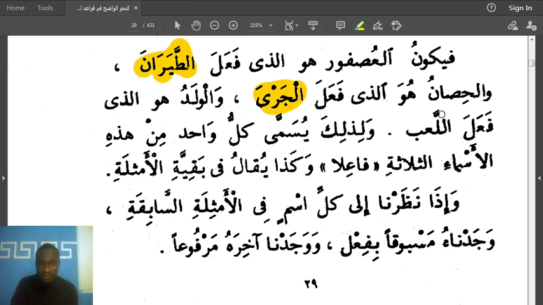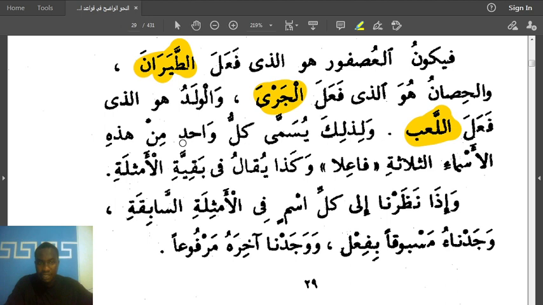So we have some verbal nouns here. We have الطيران, flying, for tar, to fly. Al-jari, for jara, to run. So here running. Al-la'ib, playing. So he says, وَالْوَلَدُ هُوَ الَّذِي فَعَلَ اللَّعِبَ, and the boy is the one that did the playing. وَلِذَلِكَ, and so due to that, يُسَمَّى كُلُّ وَاحِدٍ.